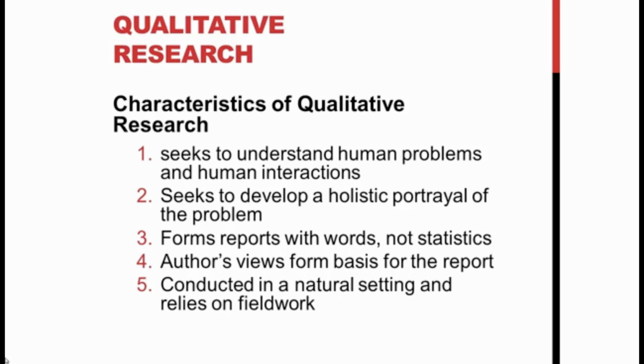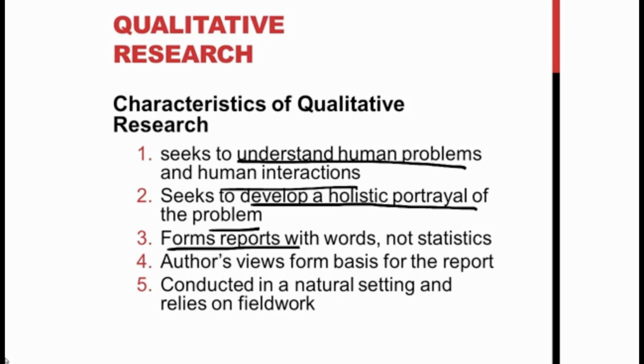Qualitative research has a slightly different aim than quantitative research does. So qualitative research, much like quantitative research, tries to understand human problems and human interactions. However, quantitative research typically tries to find the answer to a very specific question, whereas qualitative research tries to develop a holistic portrayal of the problem. That is, they're trying to get a 360-degree view of the problem in order to understand all of the complicating factors that are related to this problem or behavior.